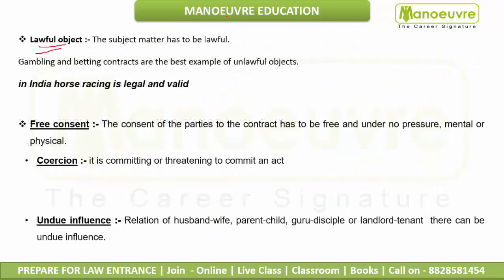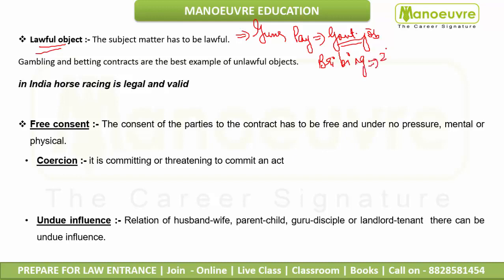The object has to be lawful. As I told you, if you're dealing in guns, correct? Same way, if you pay somebody, and that person is saying that he will get you a government job, so this is one kind of bribing, correct? This is one kind of bribing. And if you give him 2 lakh rupees advance, but in return he is not offering you any job, you cannot go to the court of law, guys. You cannot go to the court of law. Why? Because the object is not lawful.